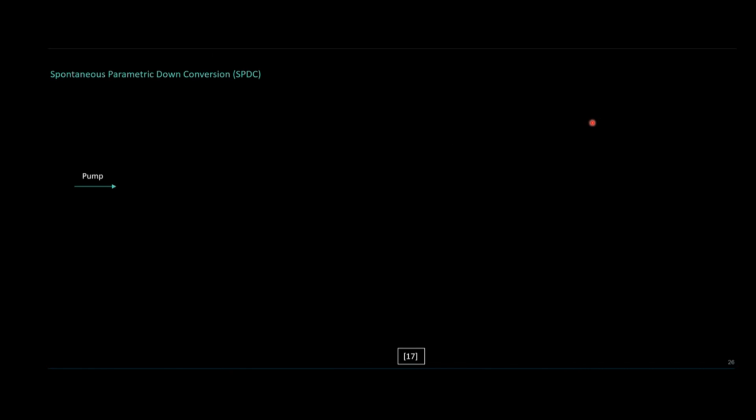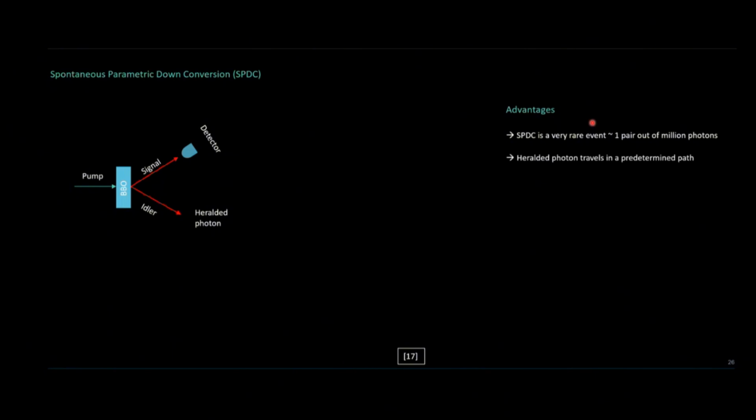So for example, we can also use spontaneous parametric down conversion. The idea is that we have some laser, we have some energy, we have a BBO crystal. It's a nonlinear crystal. So when we put energy in this crystal, we actually get 2 entangled photons. So we detect 1 photon, and the detection of 1 photon would herald the presence of another photon. So this kind of single photon generation is very robust.